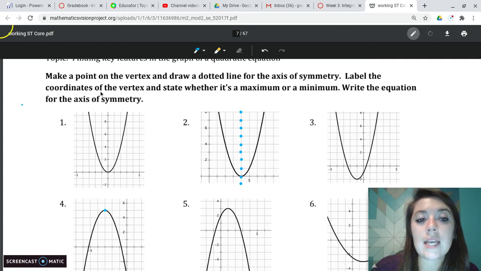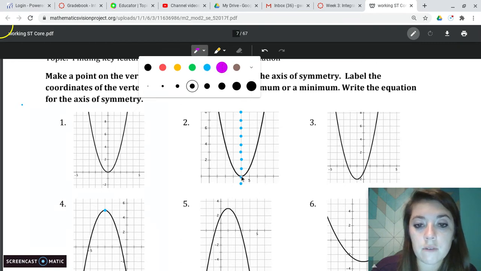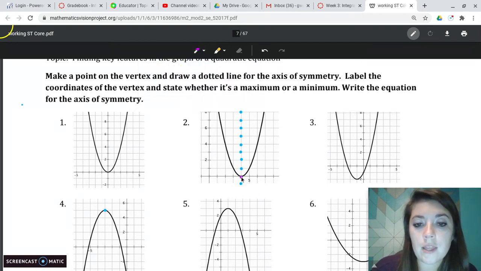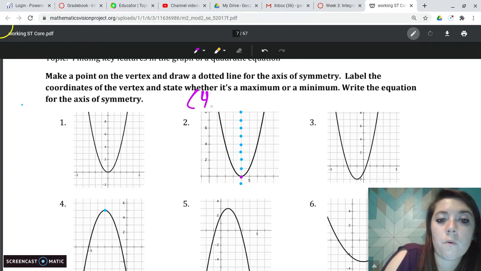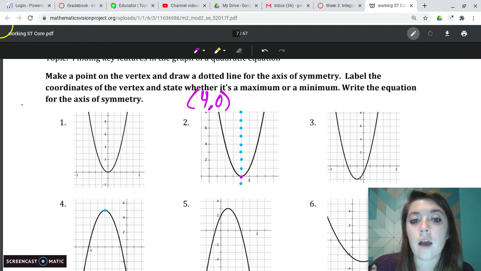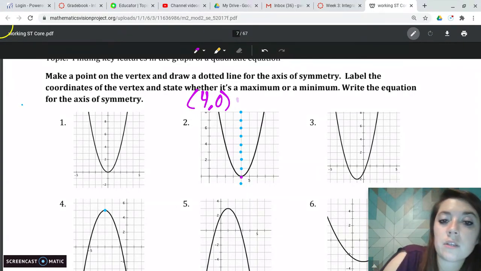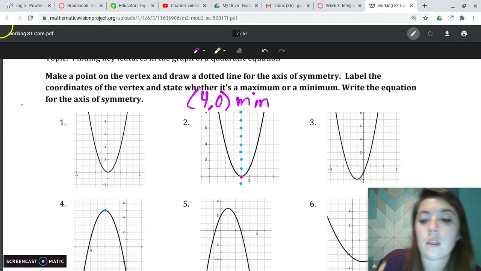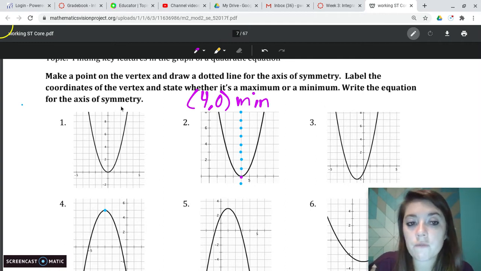Now, we want to state the coordinates of the vertex. So this point right here, let me change the color of that so you know it's the vertex. So that point right there. If we look, we're on the x-axis. So we have 1, 2, 3, 4. So we're at the point (4, 0). So there's our vertex. Now, is this a maximum or a minimum? Well, like I said to start, it's the bottommost point in this one, so it's a minimum. And then now we want to write the equation for the axis of symmetry.